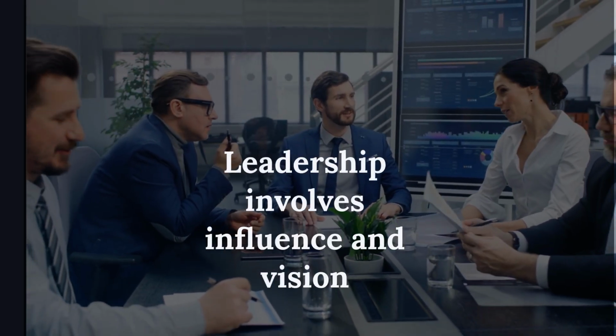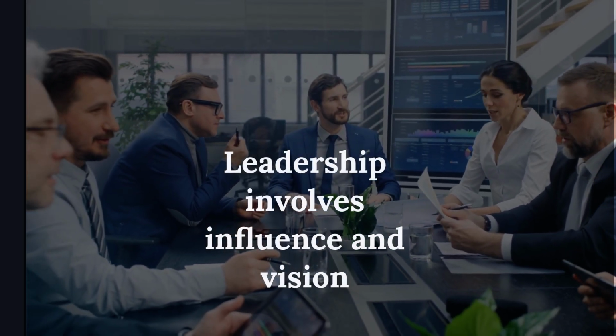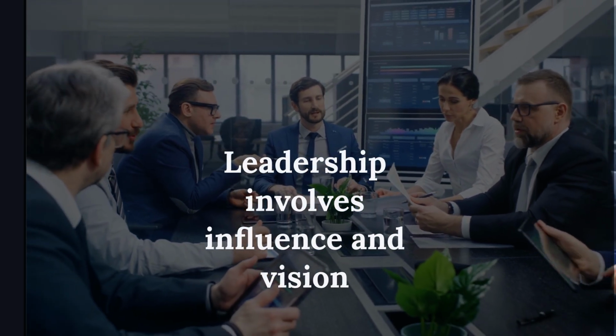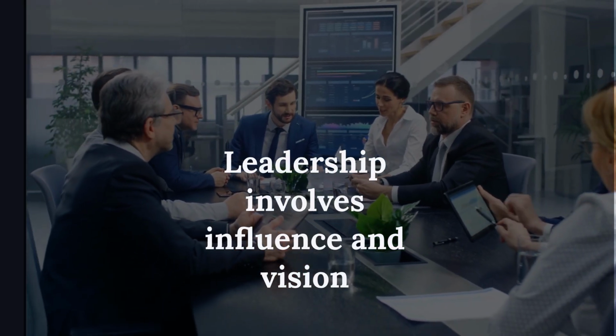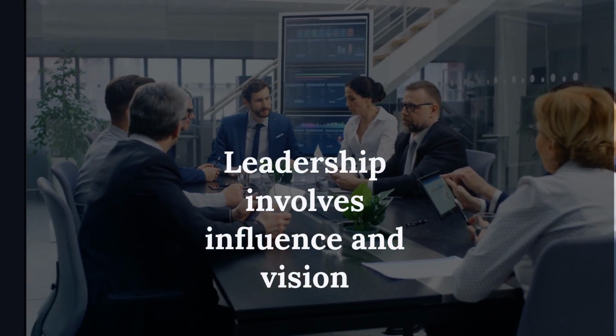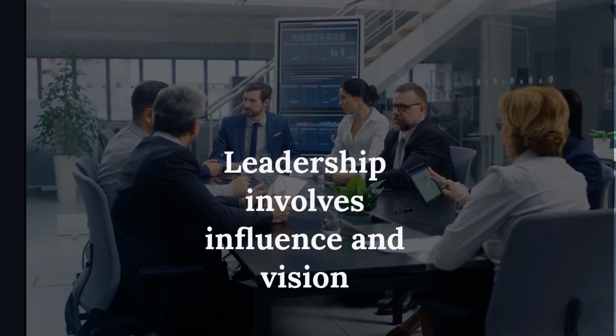Leadership is about influence and vision. Management focuses on planning and coordination. Leaders need management skills too. Balancing both roles is crucial. Effective leaders integrate both aspects seamlessly.